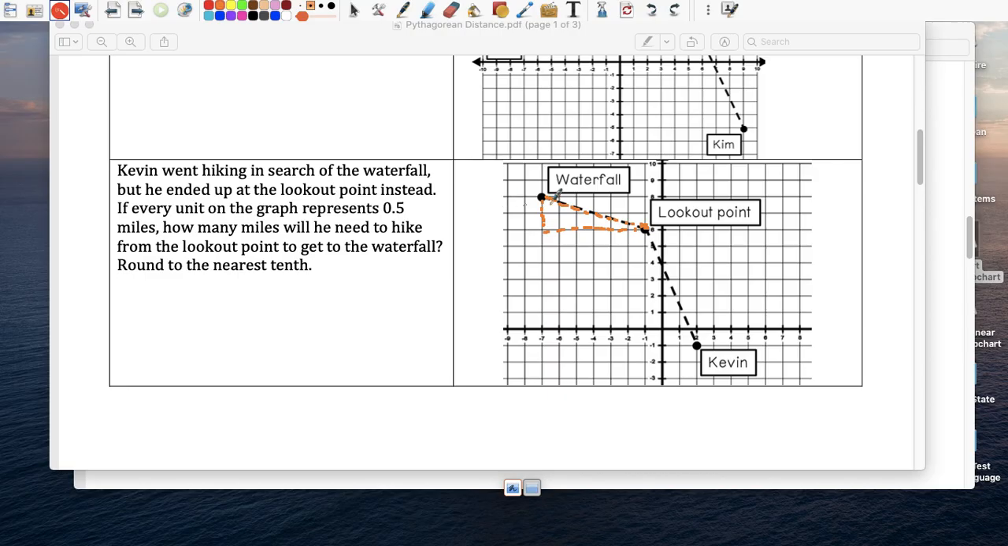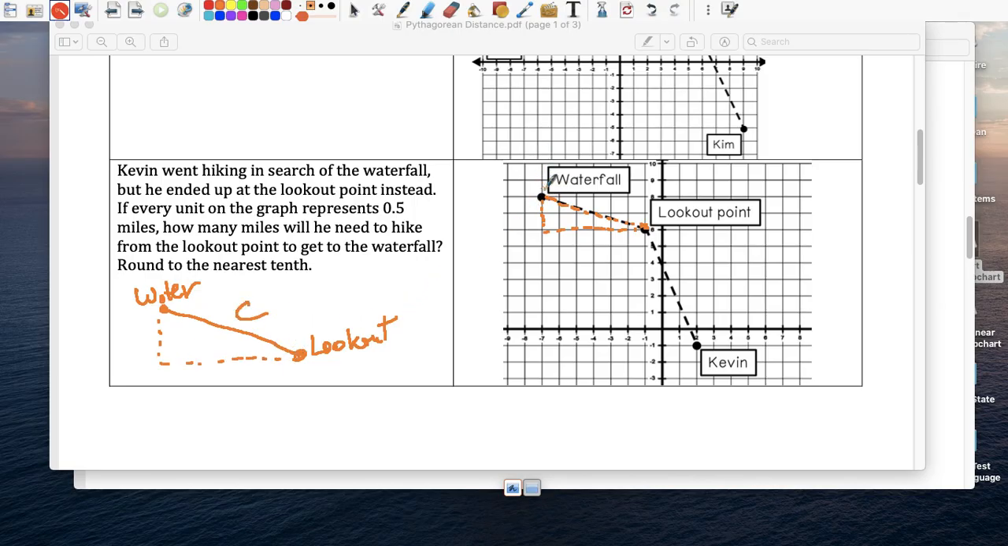Now, let me draw the triangle here. So here is the triangle. This is the waterfall, and this is the lookout point. I'm just making it bigger. I don't have this leg, and I don't have this leg. That's what I need to find C, the distance.